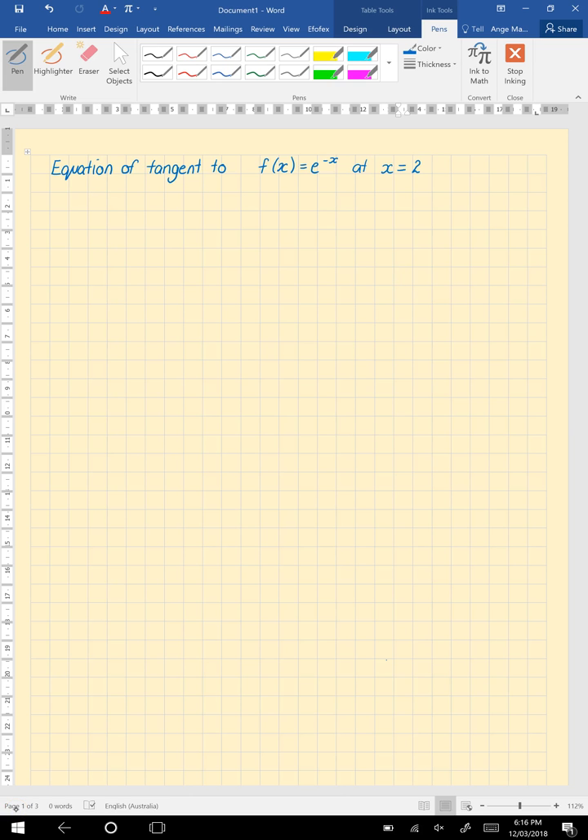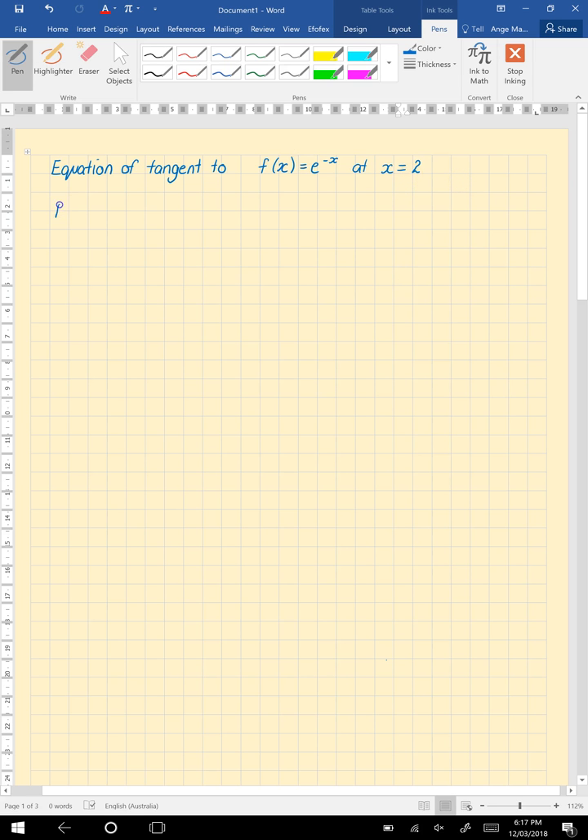Okay, we want to find the equation of the tangent to this function at the point x equals 2. So we go back over the things that we know. What do we need to find the equation of a tangent? We need the slope, we need the point. We know we're going to get the slope from the derivative of this, but let's get the point first because we've only got our x value.